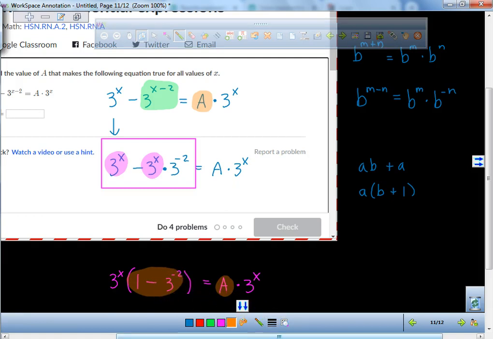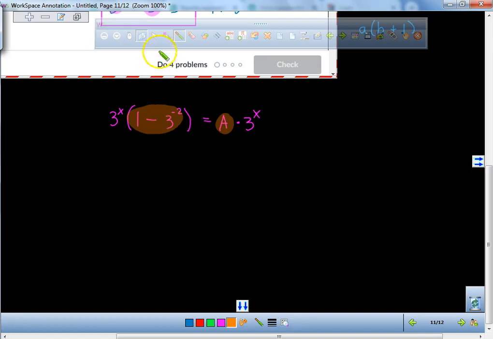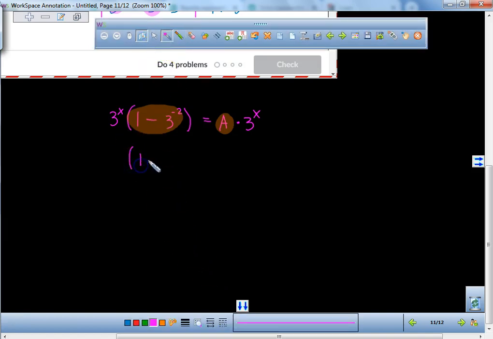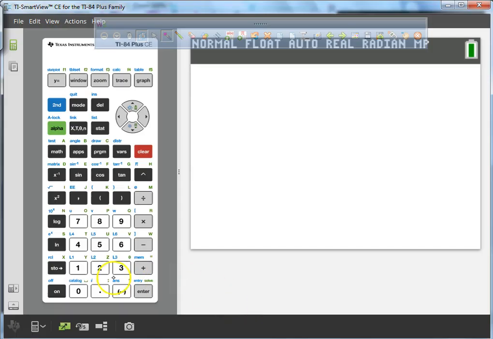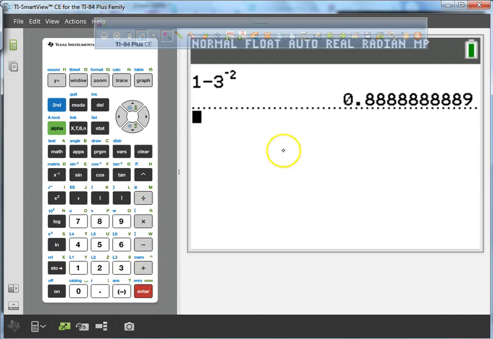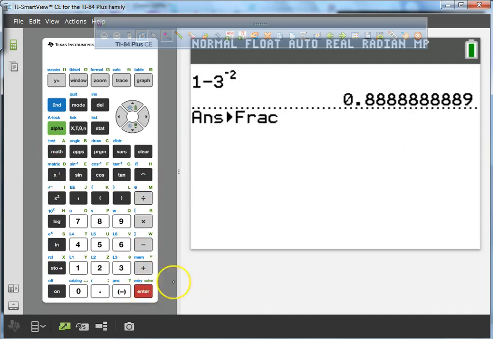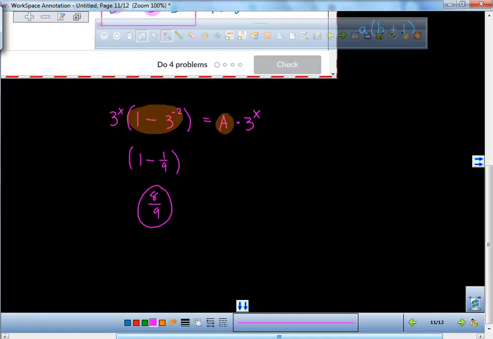So just go to the calculator. Now, if you were to do it by hand, it would be 1 minus 3 to the power of negative 2, which is 1 over 9, and the answer is going to be 8/9. But if you go to the calculator, just type in 1 minus 3 to the power of negative 2, and you'll get a whole bunch of 8s, but you have to hit the math button and press enter twice, and you get 8/9. So my answer for a is 8/9.